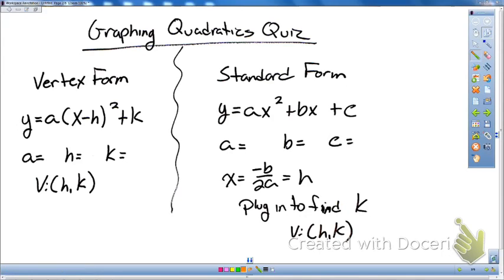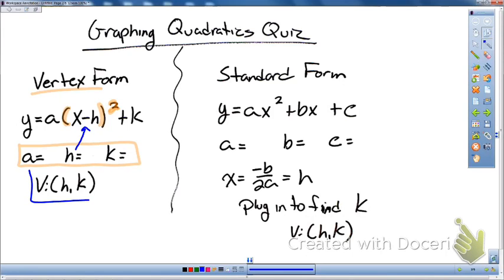When we first talked about vertex form, we identified it because we saw quantity squared. If we see quantity squared, that meant we were in vertex form and we knew what A, H, and K were right away. We just have to remember that H is always the opposite of what the equation says. Because we know A, H, and K, we know the vertex right away, and that makes it easy to graph.